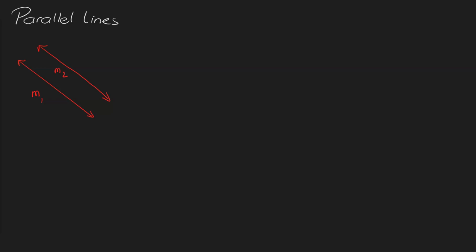Parallel lines are two straight lines that never meet, and they have the exact same gradient, so they're right next to each other. Therefore the gradient of one line must equal the gradient of the second line. And also they do not intersect. So that's when two lines are parallel: when they don't intersect, they have the exact same gradient.